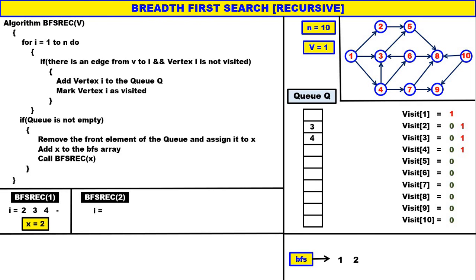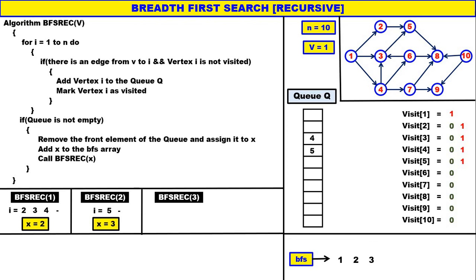Now BFS REC of 2: find out all the vertices that are adjacent to 2. The vertex that is adjacent to 2 is 5. 5, is it visited? No. Therefore 5 is added at the end of the queue and visit of 5 is equal to 1. That's all. Now again check if the queue is empty. The queue is not empty, therefore remove the front element of the queue and assign it to X. Therefore 3 is removed and X is equal to 3.